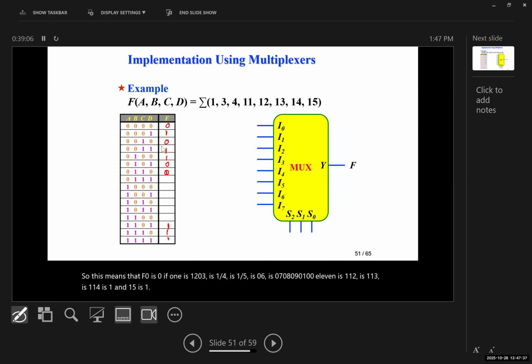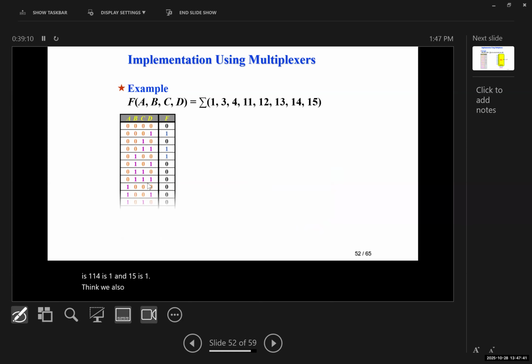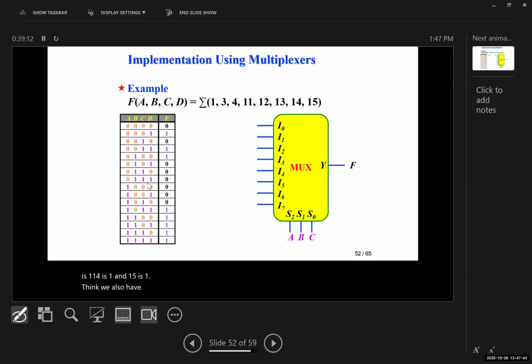Okay. I think we also have, yeah. So the first thing you want to do, and by the way, in the exam, we don't give you the truth table. You're going to have just the function and this sum of minterms, or SOP, which here is the sigma of 1, 3, 4, 11, 12, 13, 14, 15.